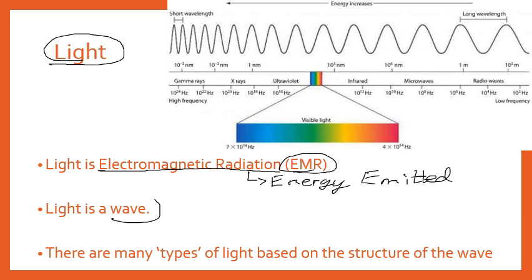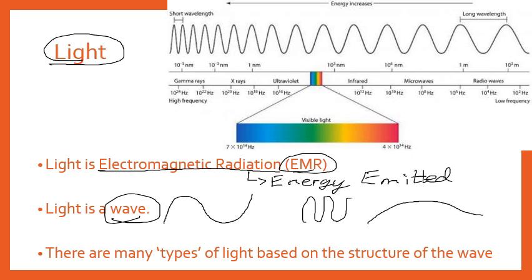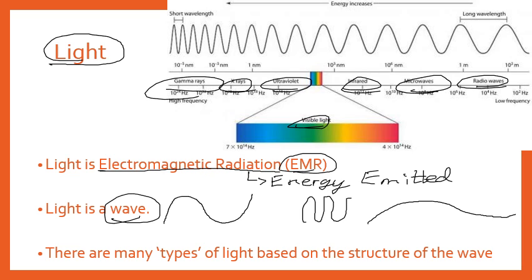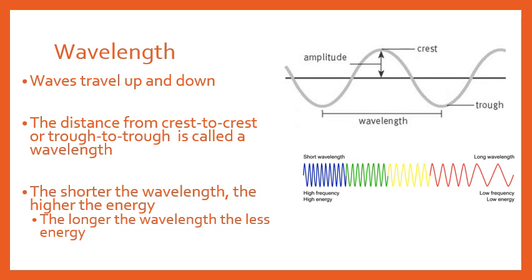The other thing we need to understand is that light is a wave, which means that as light travels, it can travel up and down. Some of it will be bunched up really close together as it travels up and down, and some of it is spread really far apart. And this determines the kind of light that we end up seeing, because there are many different types of light. So to understand a little bit more about light, we need to understand a little bit more about waves.